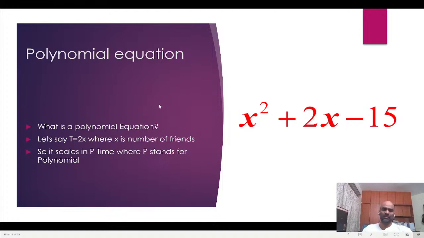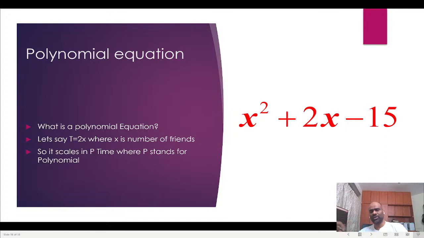Why we have to understand the polynomial equation is, say for example, there are x number of friends. Each operation takes twice the time based on the number of friends available. So the time taken is 2 times x. It can be multiple things. So if you say x squared, the time taken is x squared plus 2x minus 15, meaning we need to go and ask the other friend, and he goes and confirms with the friend sitting next to him, and if the friend is very close, it takes minus 15.